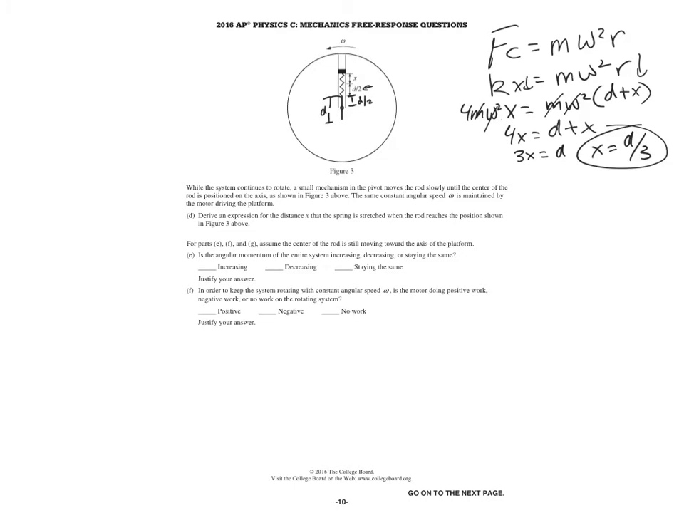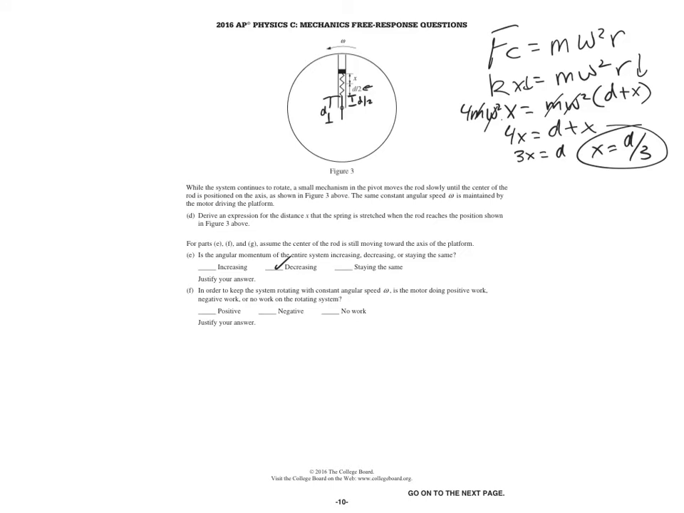For parts E, F, and G, assume that the center of the rod is still moving towards the axis of the platform. Is the angular momentum of the entire system increasing, decreasing, or remaining the same? The answer is it's decreasing.